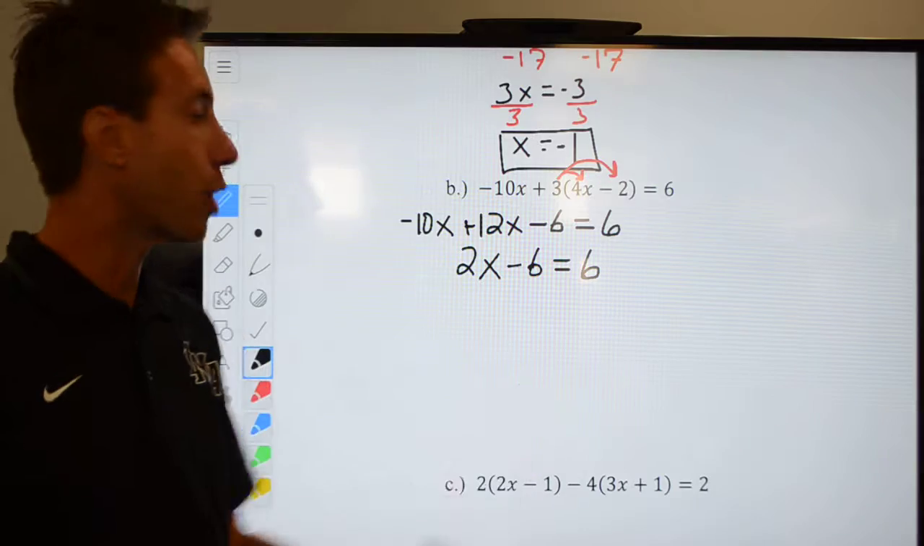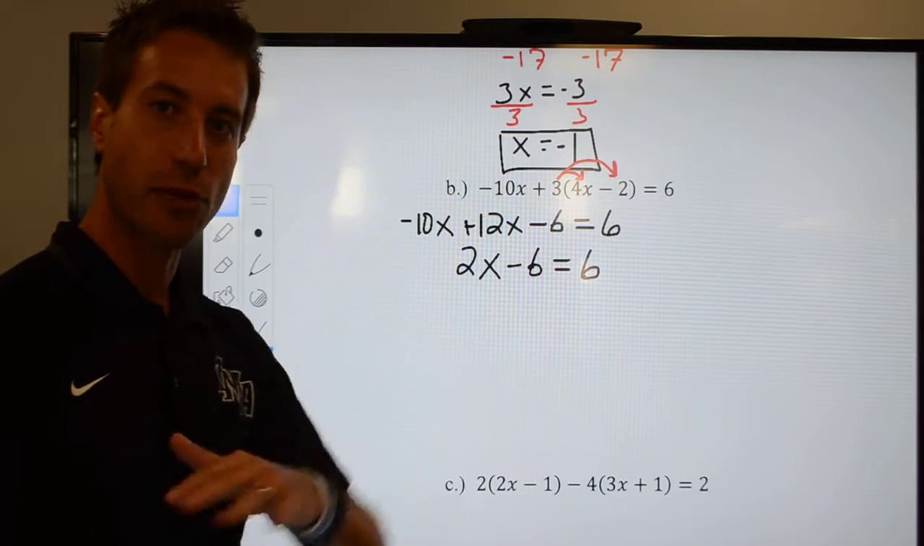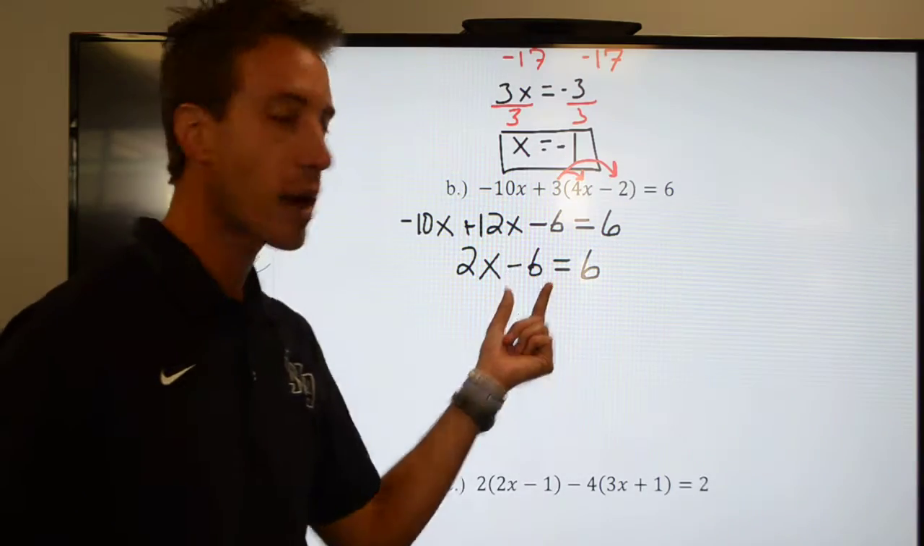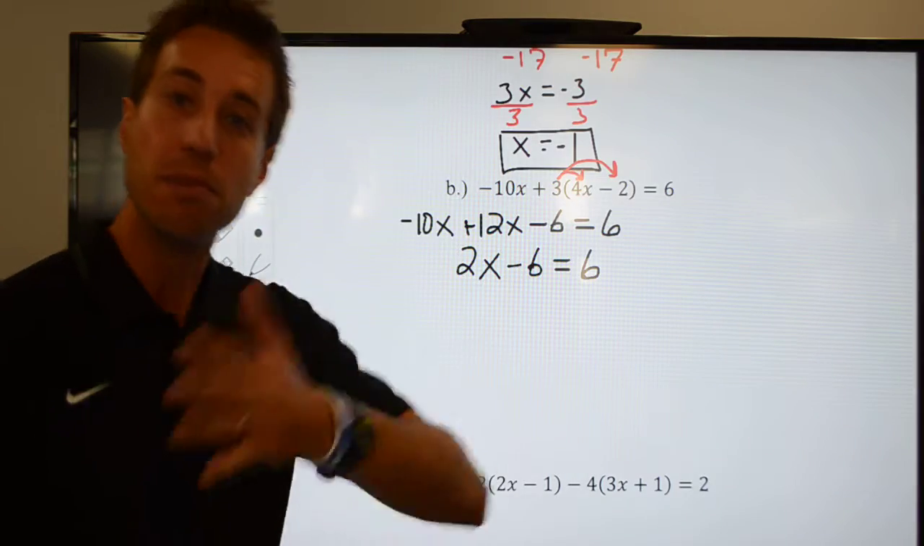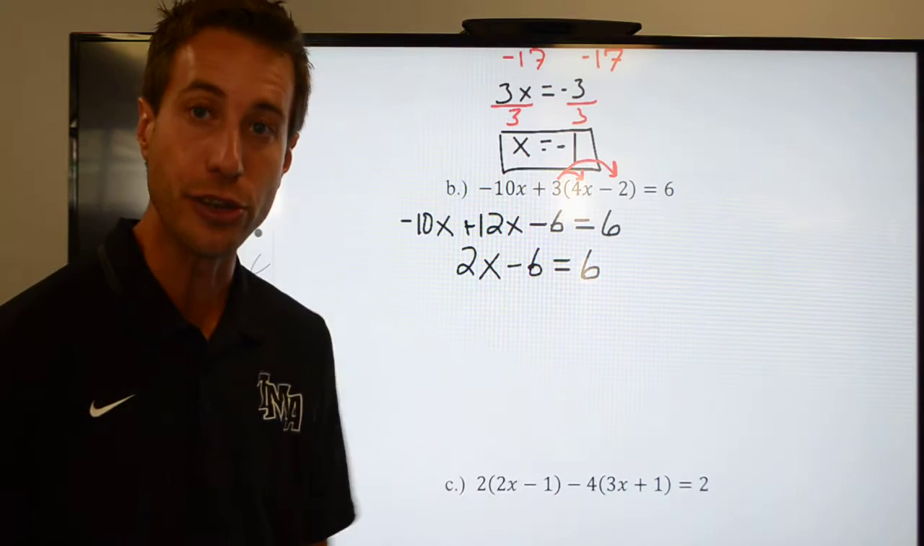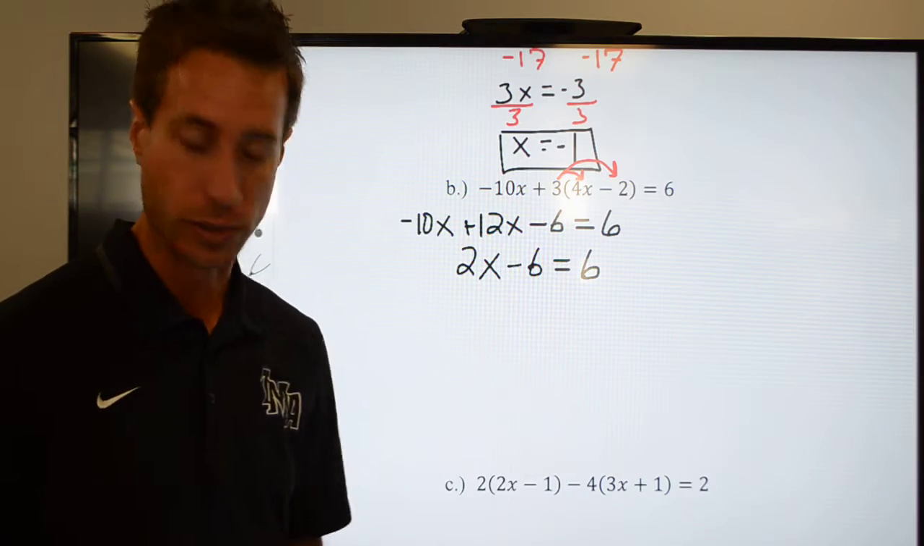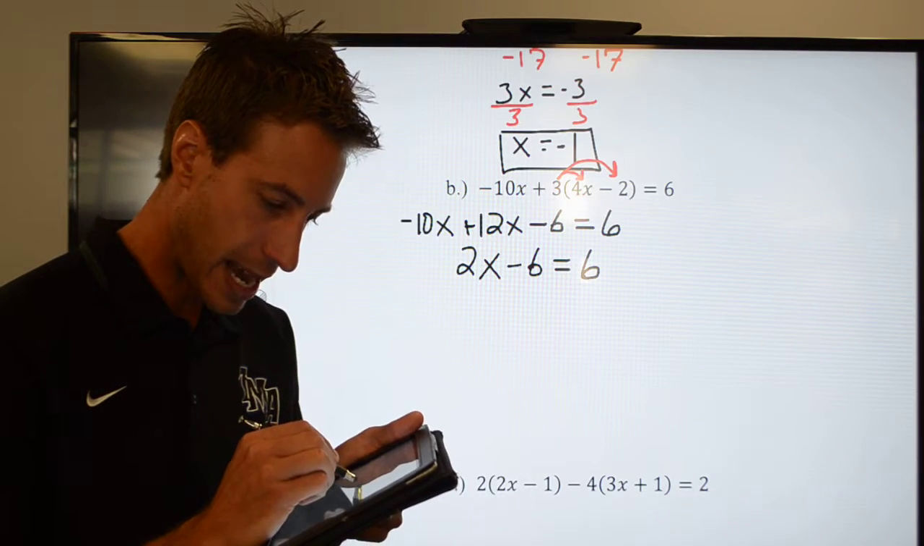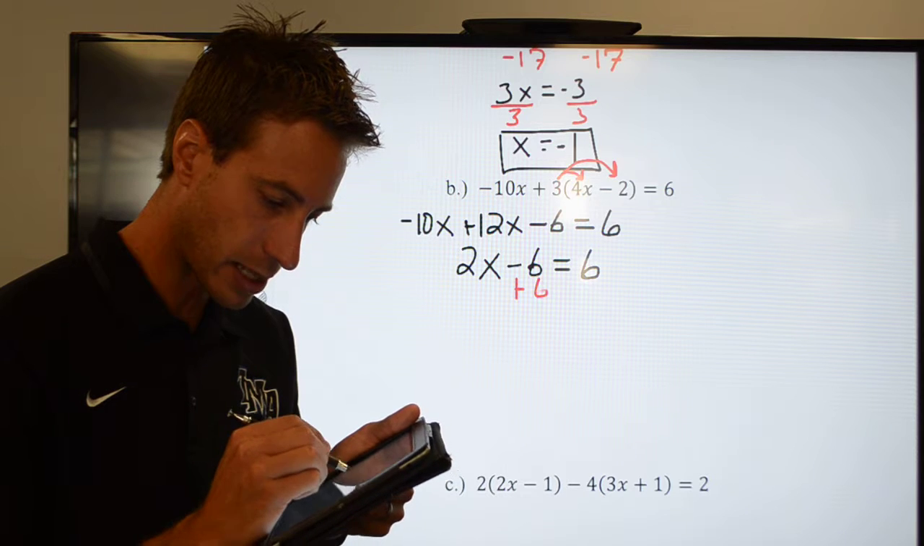Alright, we've got to keep going here. I've got to get that x all by itself. I need to isolate it. I'm subtracting 6, so the way to move that 6 to the other side would be to add it to the other side. I need to undo subtraction. Addition will take care of that. So we'll go ahead and add 6 to both sides.